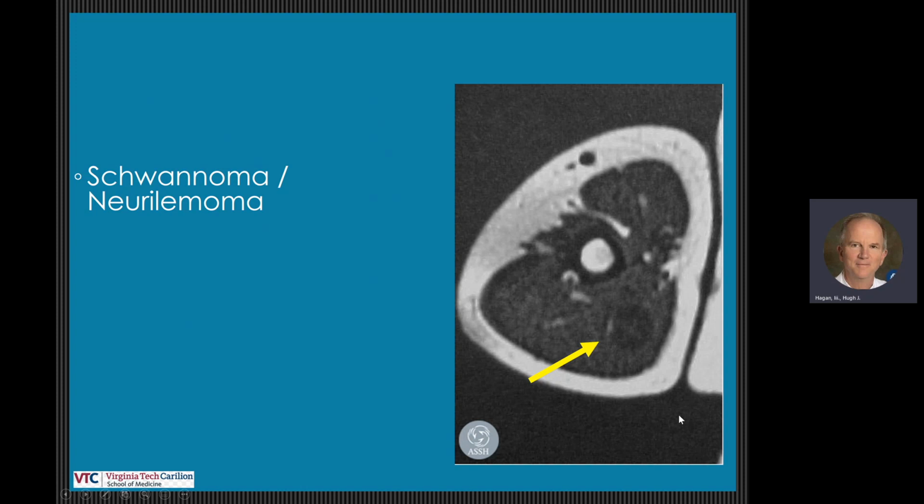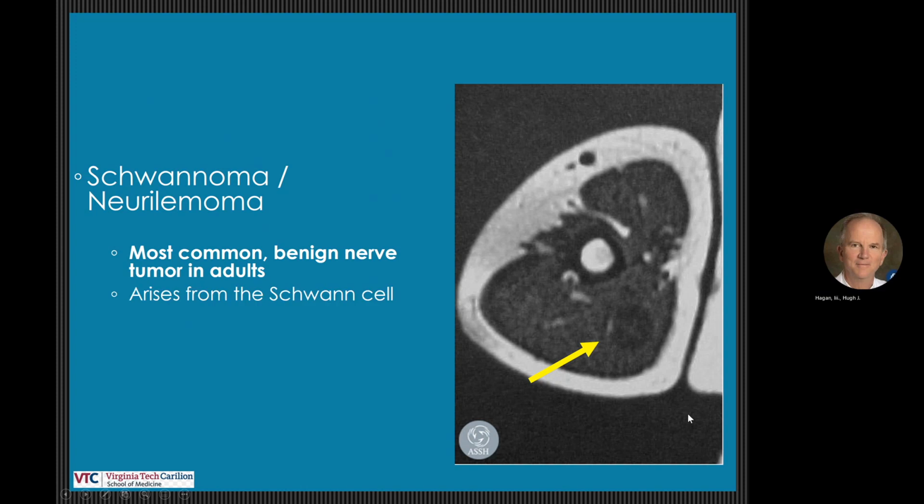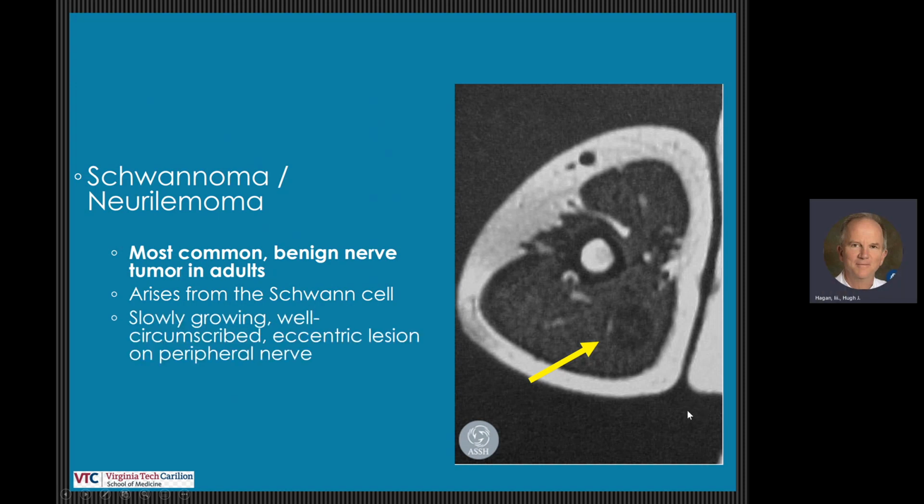Schwannomas or neurilemmomas are the most common benign nerve tumor in adults. They tend to arise from the Schwann cell. They're not intraneural per se or intra-axonal. They grow very slowly. They're very well circumscribed. They tend to be eccentric on a peripheral nerve in that they arise peripherally, not centrally. And nerve fascicles do not enter this lesion. The lesion is derived from the nerve sheath, and thus the nerve fascicles make their way around it.